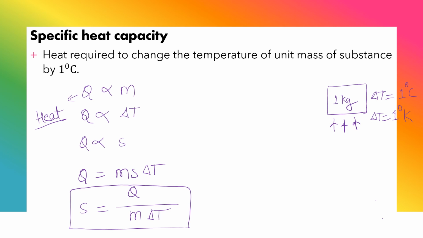Now if you want to know what is the unit of specific heat capacity, you can see here and apply the concept of the fundamental units. The unit of Q, which is heat, is joule. Unit of mass here is kg, and the unit of change in temperature is Kelvin. Or similarly you can write joule divided by kg and degree Celsius.